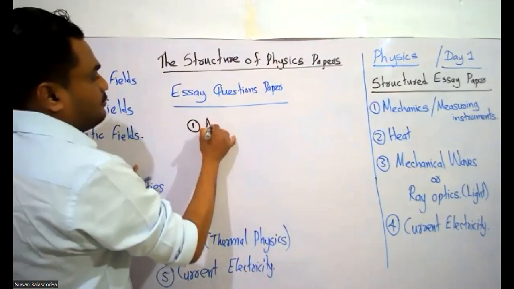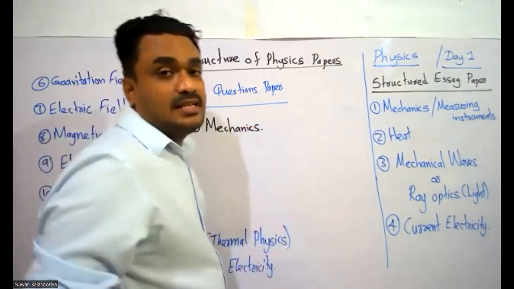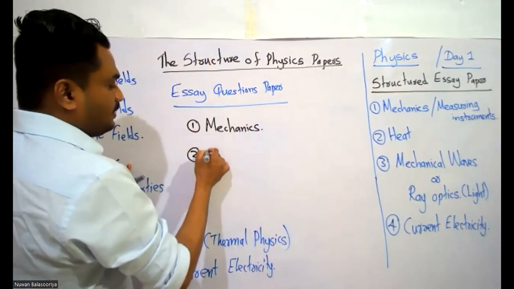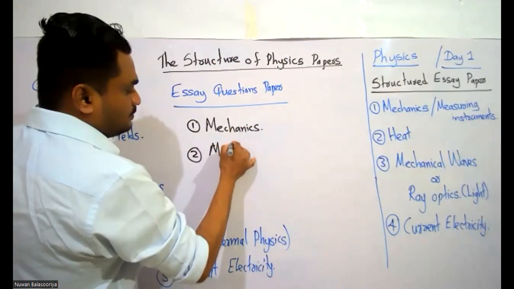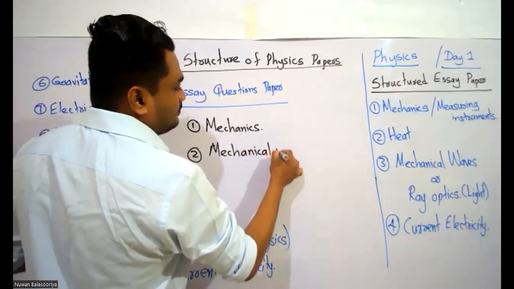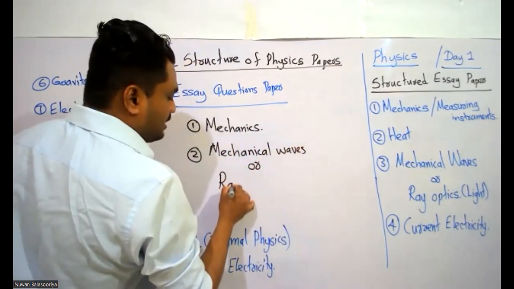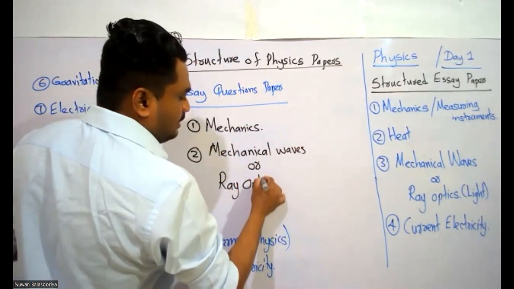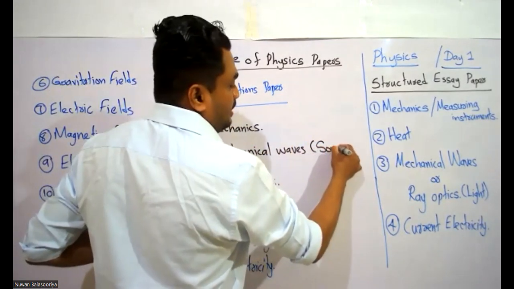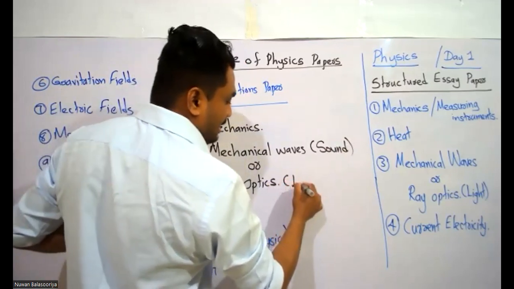The first question is given from mechanics. Always. In all the A-level papers, the first essay question is given from mechanics. The second essay question is given from mechanical waves, or ray optics. The most popular name for mechanical waves is sound, and for ray optics, the most popular name is light.